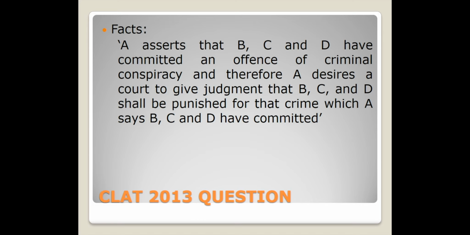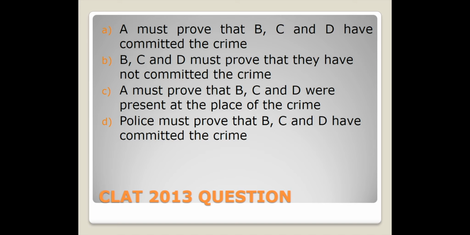Now the facts of this case: A asserts that B, C, and D have committed an offense of criminal conspiracy, and therefore A desires the court to give a judgment that B, C, and D shall be punished for that crime which A says they have committed. Now in this case, nowhere are we told that A has actually shown before the court that B, C, and D were part of a criminal conspiracy. He only asserts it. So in this case, the answer is A.